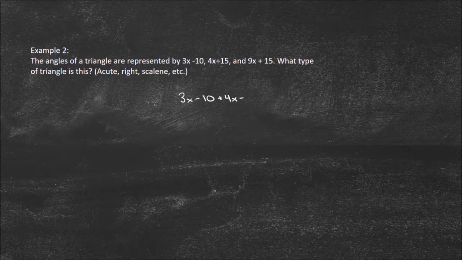So plus 4x plus 15, plus 9x plus 15. All of this needs to equal 180. And now we combine like terms. So 3x, 4x, 9x, that's going to be 7x plus 9x is 16x. And then we have minus 10 plus 15 plus 15, that's plus 20, equals 180.